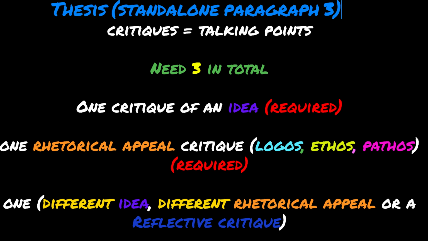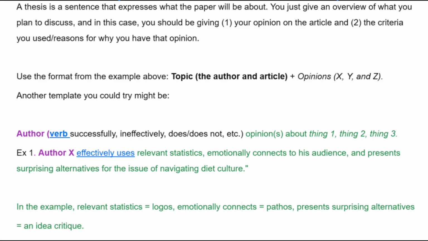And the third can be either one of the other 2, logos, pathos, or ethos you didn't use, another idea, or it can be reflective. Try to use this template. Author, and then add a verb, and don't just put author with the author's name. Add a verb, and the examples are in parentheticals. And then give your opinion about critique 1, 2, and 3.